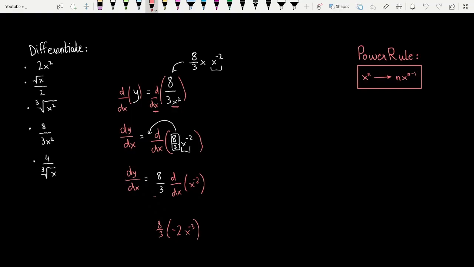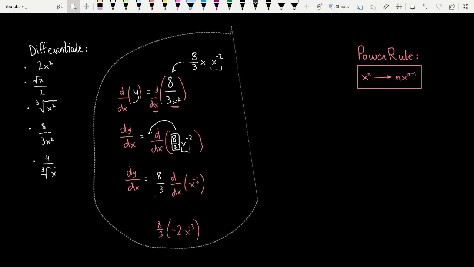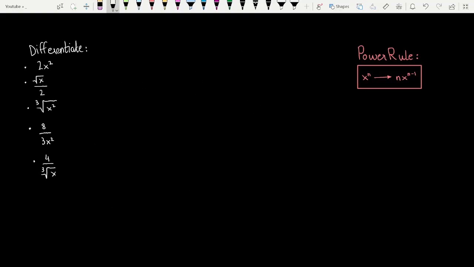And then you can multiply this and get your answer. So what we're going to now be doing is we're going to go over this last problem, but I want to talk about these function notations that you can also see when you're differentiating.